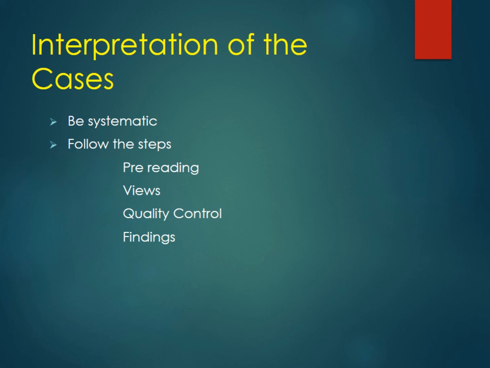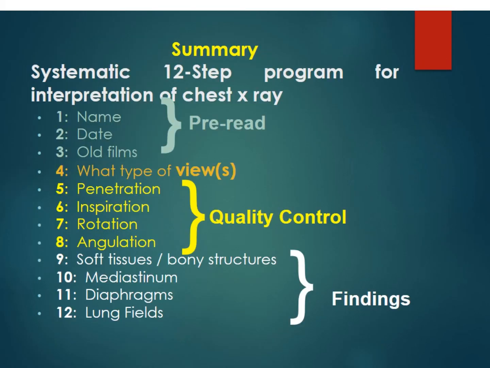Then for interpretation of cases, it is important that you follow a systematic pattern. So be systematic, follow the steps. First of all, you need to identify the pre-readings, then the views, then the quality control parameters, and then go for the findings. So it is a 12-step program for interpretation of the chest X-ray, where you need to take the pre-readings, where you need to identify the name, date, and old films, then the view it is, then quality control parameters, and the findings to reach a conclusion.